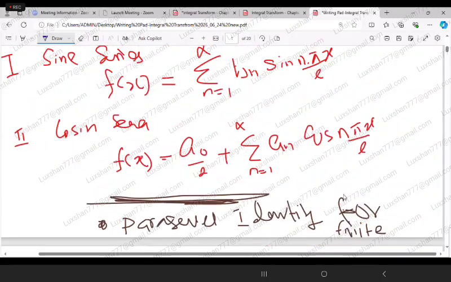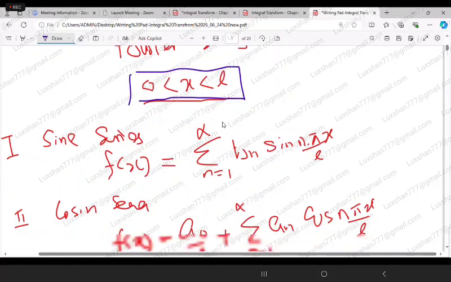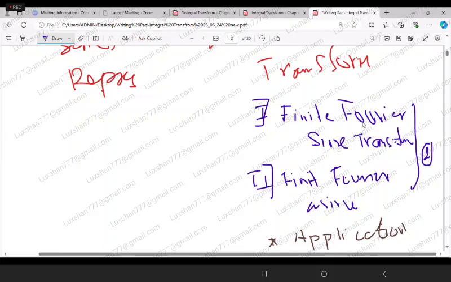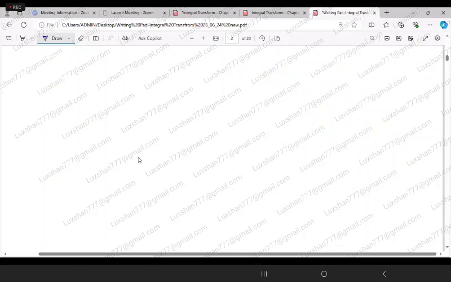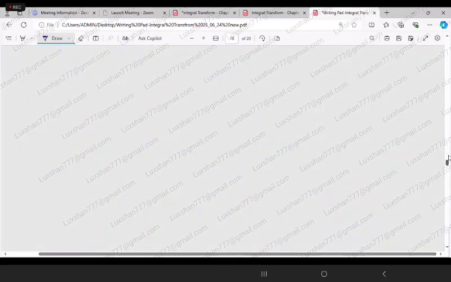Okay. So in that case, our interval must be 0 to L, because we are defining from the sine series representation and cosine series representation. No? In order to write the sine series representation and cosine series representation, our range should be 0 to L. Therefore, we define finite Fourier sine transform and finite Fourier cosine transform for the range 0 to L. Okay, that is why now we are going to talk about it.